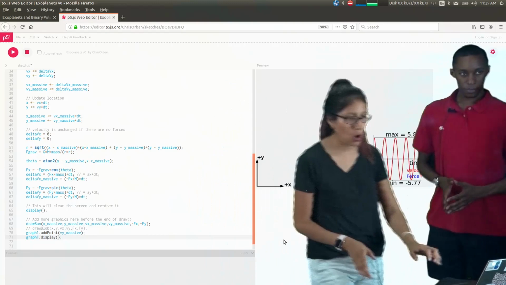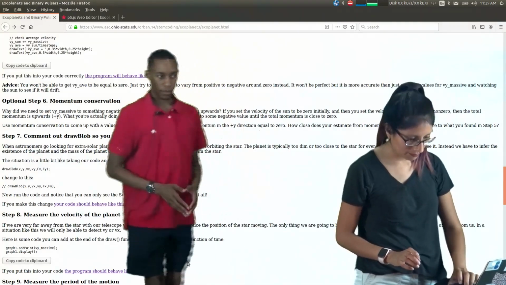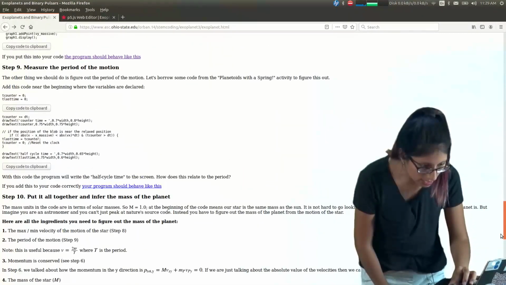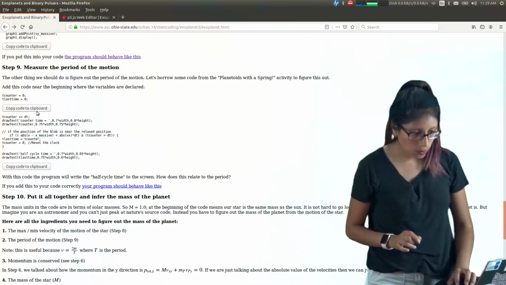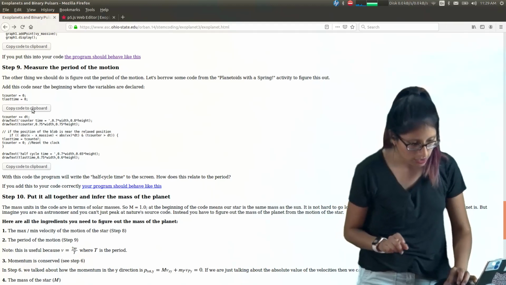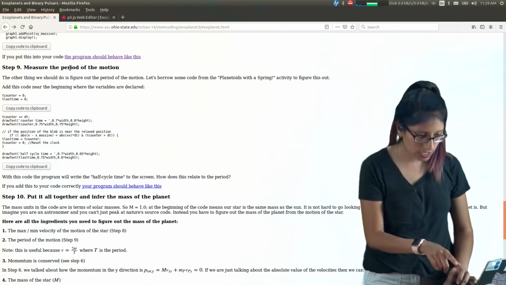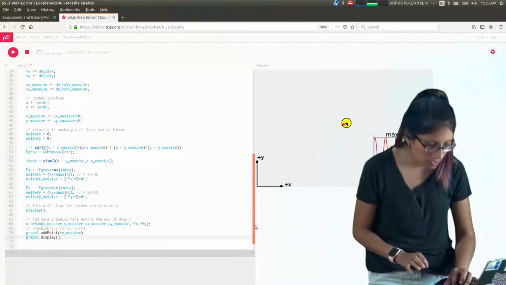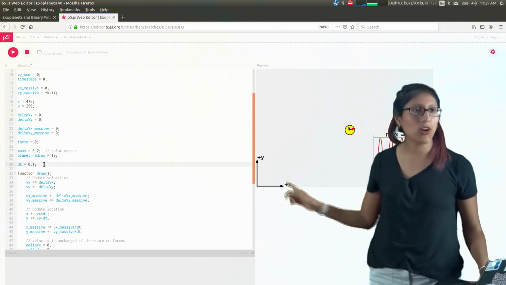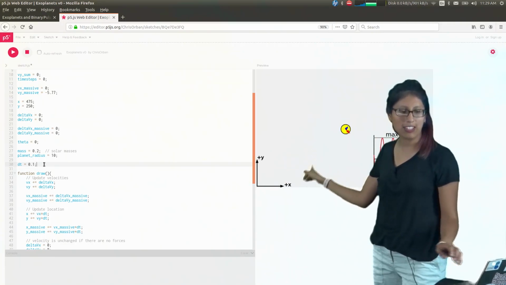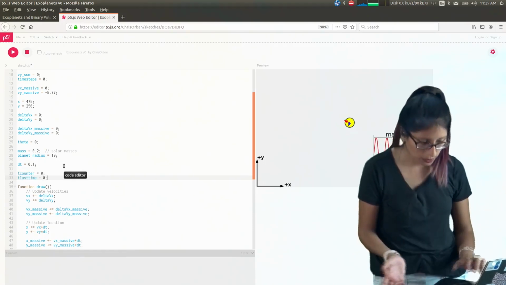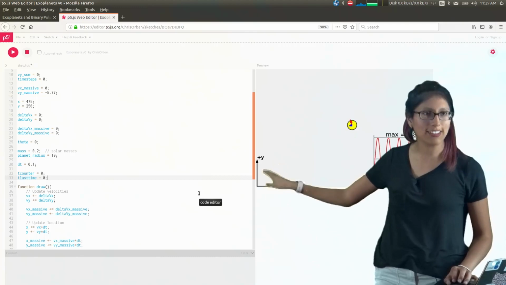So if we go to our code, all the way to the bottom to where it says measure the period of motion, we're going to put in these two pieces of code that will help us figure that out. So copy the first part near the beginning just to declare the variables. Since right here I have a change in time dt, I'm just going to add this under that, just so all the times are in that section.